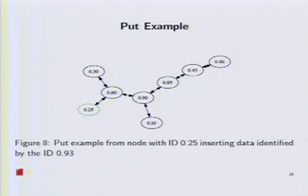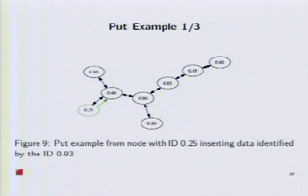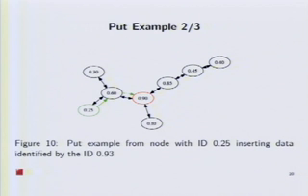This one starts from our node 0.25, and we're inserting data with the key 0.93. So 0.25 sends to its nearest neighbor, which is 0.6. 0.6 has a closer peer than itself, so it forwards the request to 0.90. 0.90 decides that it's the closest peer out of all of its neighbors, so it resets the HTL to max and forwards the request to all of its neighbors again.